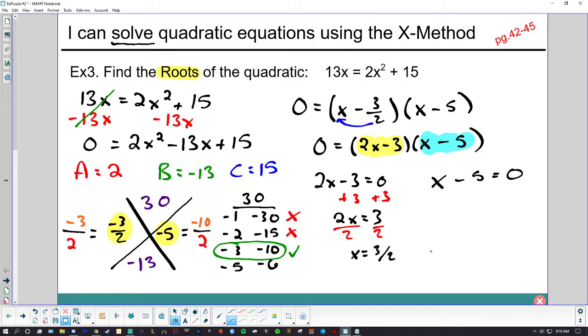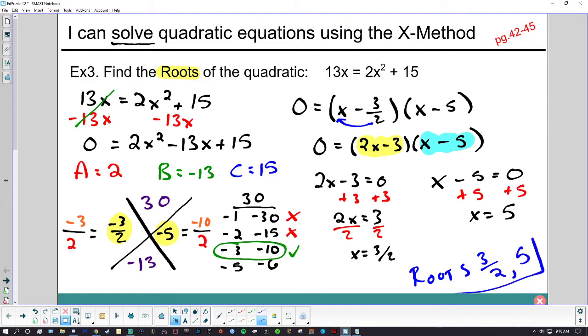There's my first root. On the right side, I just have x minus 5 equals 0, so I add 5 to both sides, and we're left with x equals positive 5. These are my roots. The roots are 3/2 and 5. Make sure you have this entire thing copied down, and we have one more example to do.